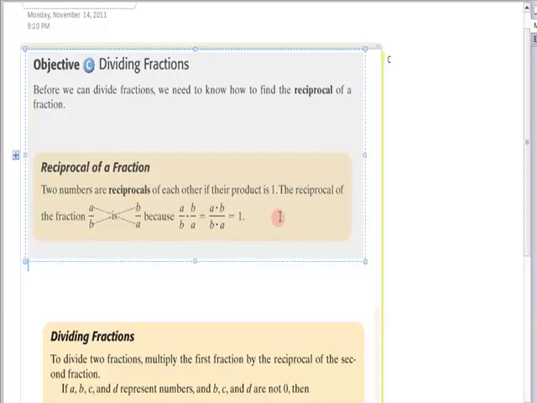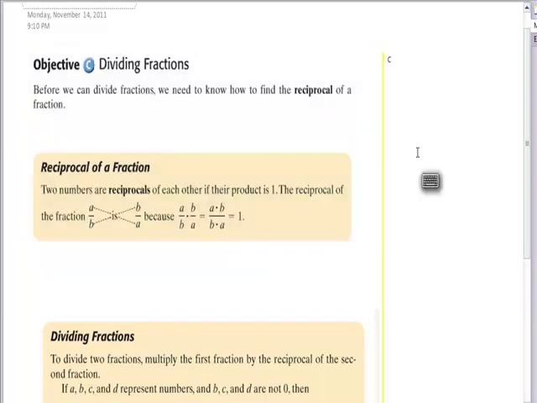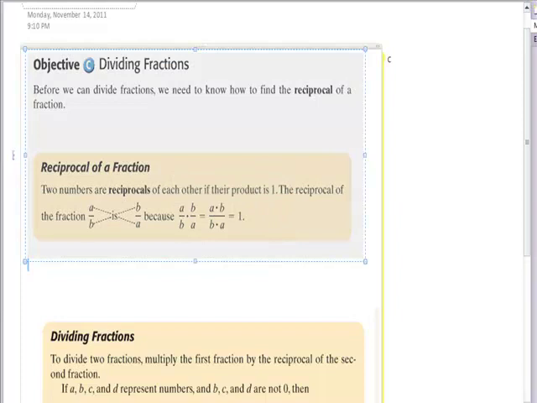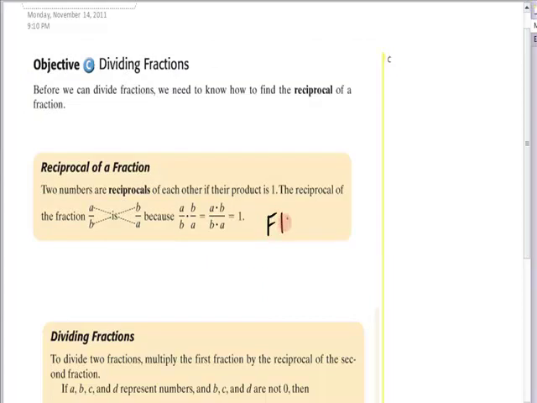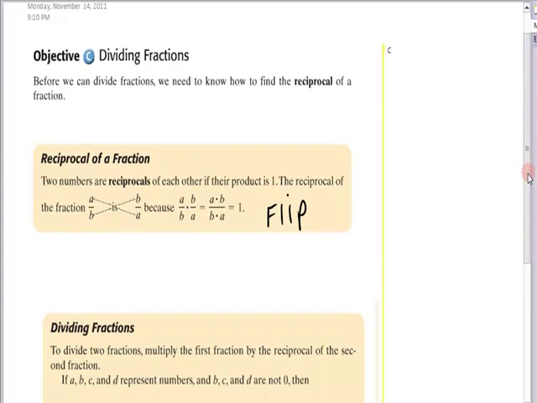Some people just like to call it the flip. The reciprocal is the flip.